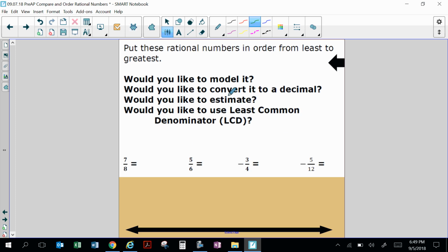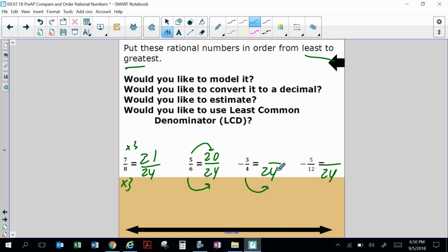So let's see if you really do understand this. Check it out. You may draw this or whatever you want to do. Put them from least to greatest. What denominator do they all share in common? I believe they all share 24. How many groups of 8 go into 24? Times 3, that'd be 21/24. Times 4, that'd be 20/24. Times 6, that'd be negative 18/24. Times 2, that'd be negative 10/24.